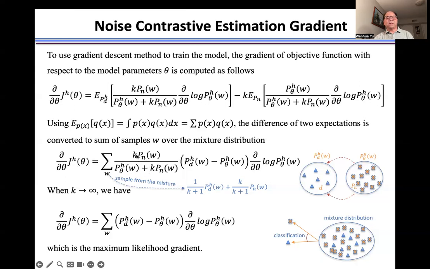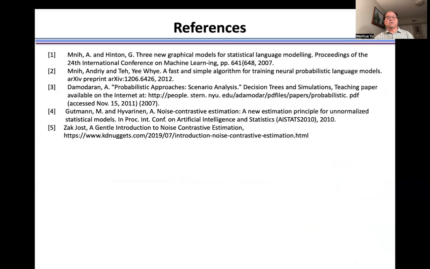From this formulation, we can see that when k tends to infinity, we have this formulation for the gradient, which is the maximum likelihood gradient. For more details, please check this reference.